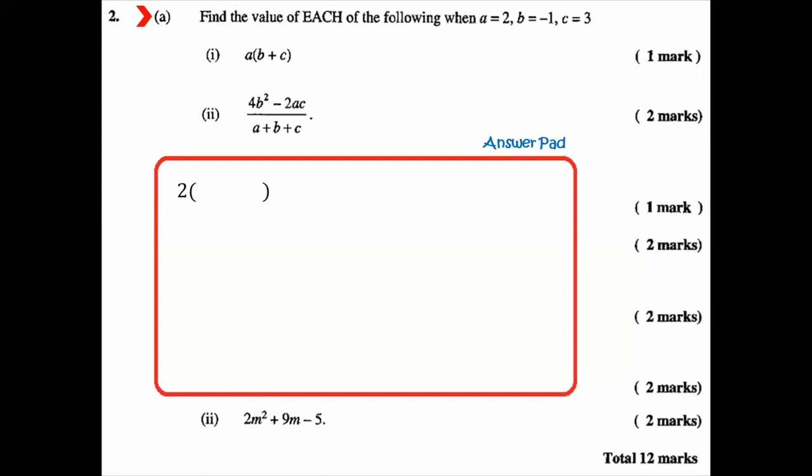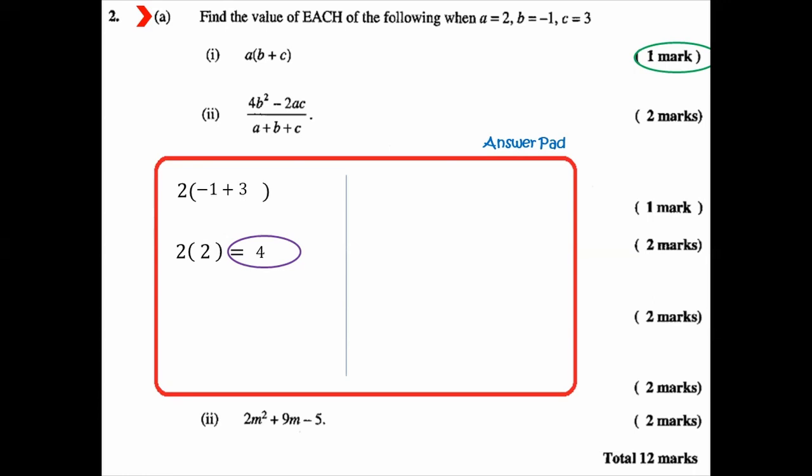So outside the bracket, we notice that A is there and the value of A is 2. And inside we have B, minus 1, plus 3. If we work what's in the bracket first, we just subtract minus 1 from 3, giving us 2 inside the bracket. So our answer is 4 for 1 mark.